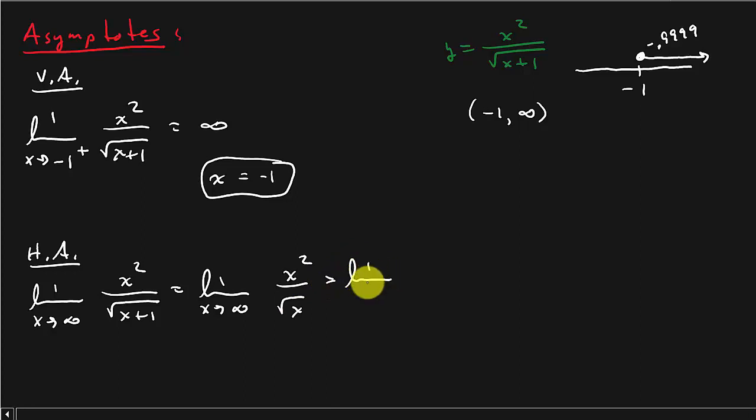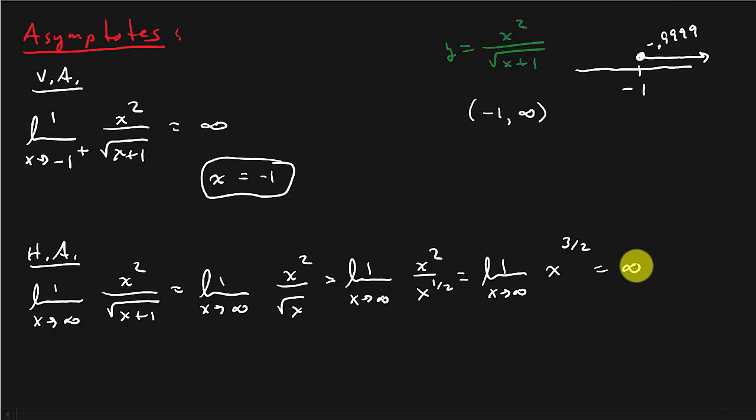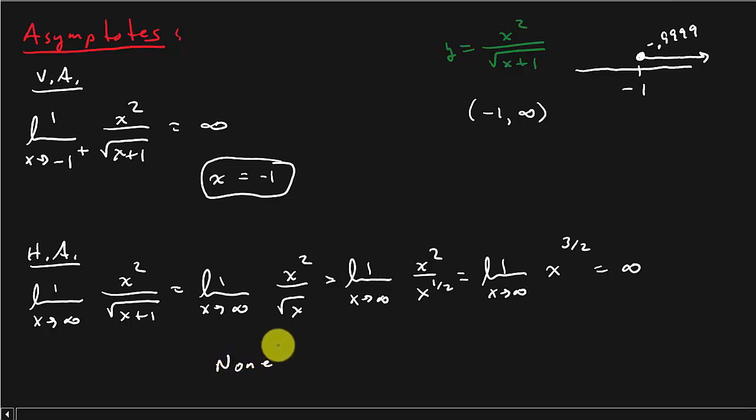And so this is the limit as x goes to infinity, and that's going to be x squared over x to the 1/2, which is the limit as x goes to infinity of x to the 3/2. Subtract exponents when you have like bases, and so this is going to be infinity. So when we took the horizontal asymptote, notice that did not approach any number. It's going to infinity. So the horizontal asymptotes, there's none. All right.